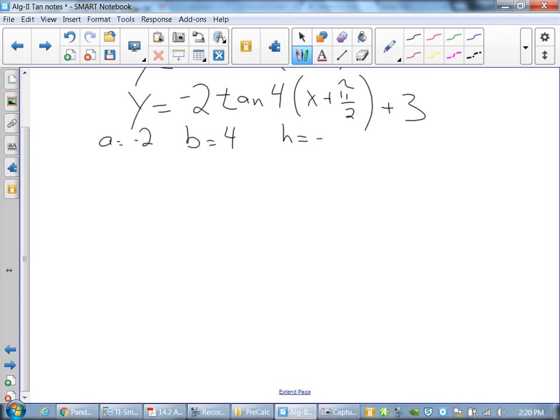Remember, if it's x plus h, that means the h value is negative. The k value always stays whatever the sign is. Yes. So my amplitude is 2. My period is pi over 4. And then I have a shift left and a shift up.